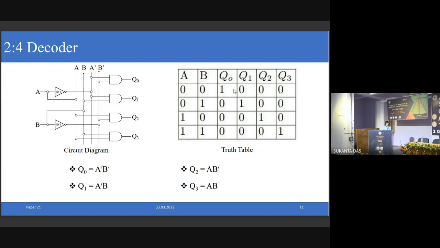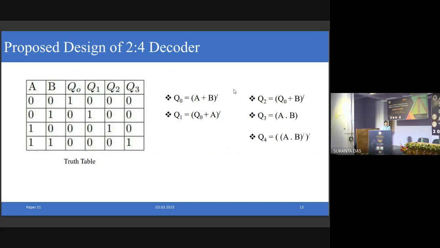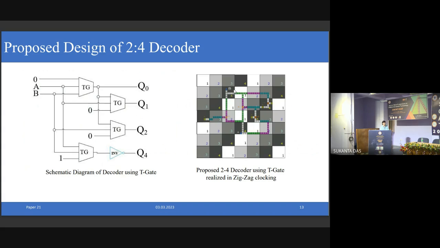In the proposed design, from the truth table, we have rearranged the outputs in that way, and now according to these outputs Q0, Q1, Q2, and Q3, we can realize this using the NAND gate and NOR gate, because our target is to realize the 2:4 decoder using the T gate, and from the T gate we can realize the NAND gate and NOR gate. That's why we have rearranged the outputs in the format of NAND gate and NOR gate. Now this is the schematic diagram for the 2:4 decoder using the T gate. And we have used the zigzag clocking scheme to realize this circuit.